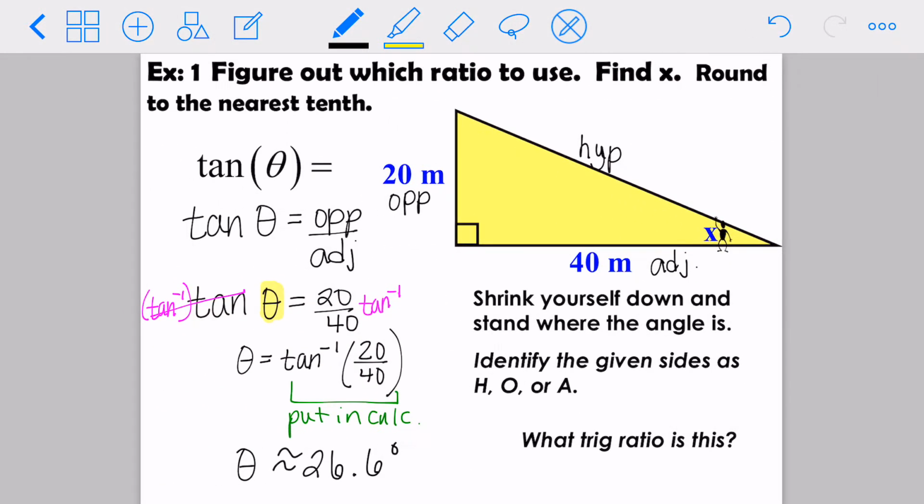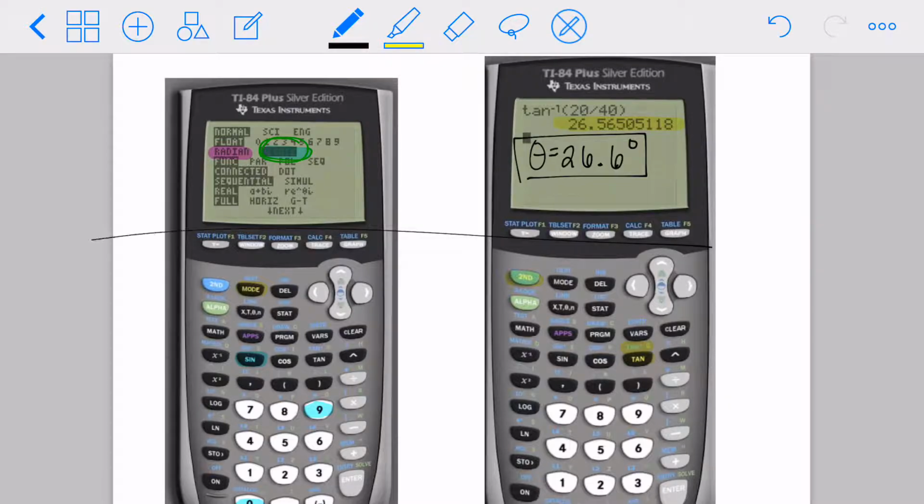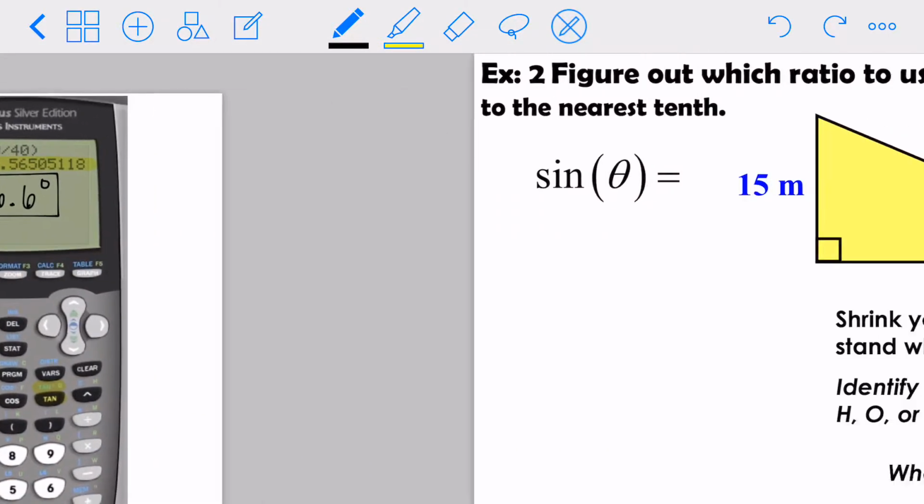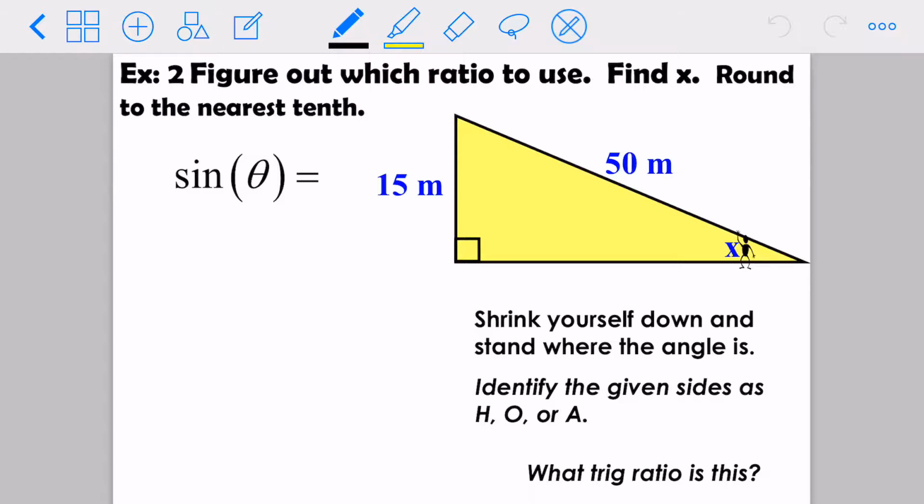All right, guys, moving on. So you're going to have to do this in your calculator because I don't have this calculator done every time. All right, here we go. Let's do maybe one or two more of these and let's move on.